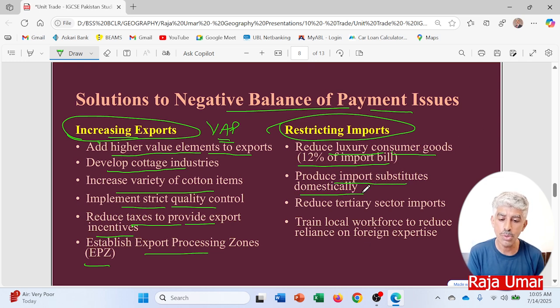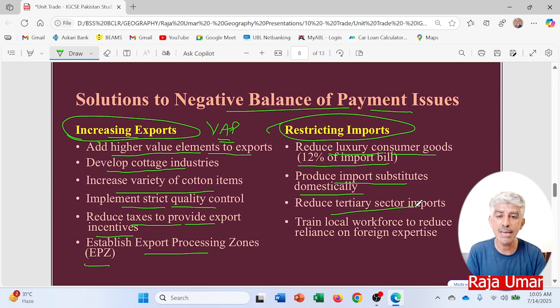Produce import substitutes domestically. As I told you, if we are importing hundreds of thousands of cell phones from other countries and paying them billions of dollars every year on the import of cell phones, we are supposed to produce those cell phones within Pakistan. We can invite those companies to come and install their industry in Pakistan. That would lead to investments in Pakistan, that would be industrialization, and employment would be given to Pakistanis, and those products will be available locally, and Pakistan might be saving a lot of foreign exchange.